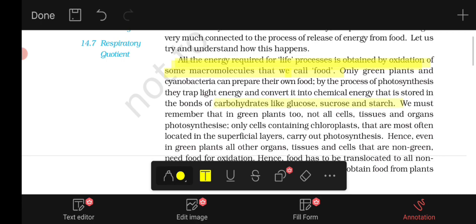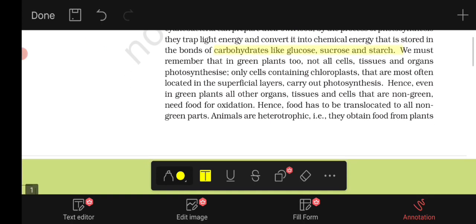We must remember that in green plants too, not all the cells, tissues and organs photosynthesize. Only the cells containing chloroplast, that is the mesophyll cells and guard cells, carry out photosynthesis. Not all the cells, only a few. Hence, even in green plants, all other organs, tissues and cells that are non-green need food for oxidation.